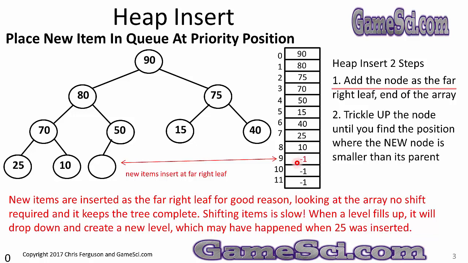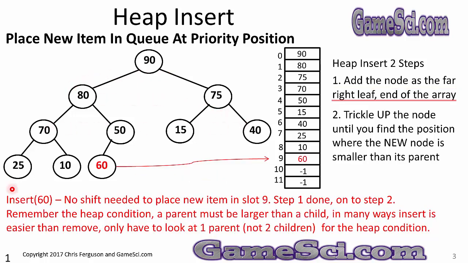This is the position in the array where I can put a new item without moving any of these items. That is a good thing. We do not want to have to shift or reshuffle these items in the heap. This is where a new item should start. When a level fills up, it will drop down and create a new level, which may have happened when 25 was inserted. We're going to fill up this level completely before we drop down and insert a new level of this tree. You fill up all the upper levels of the tree first.